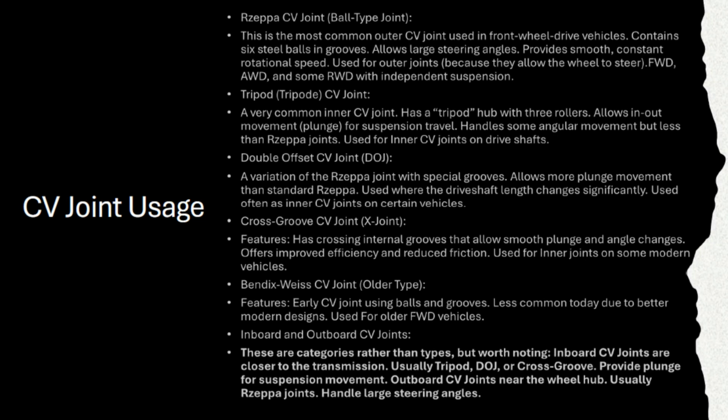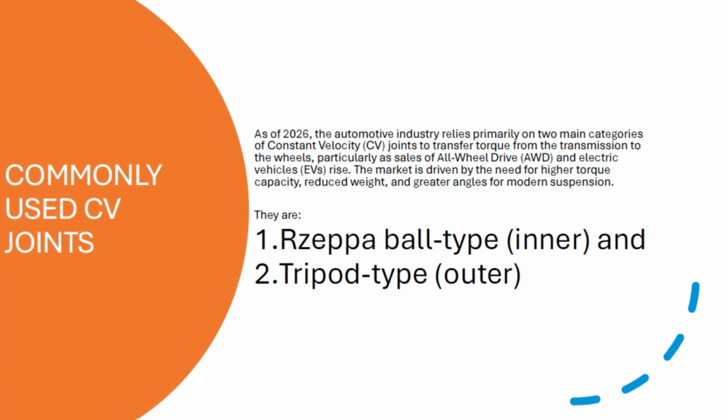Each joint serves a purpose. Rzeppa joints are common for steering, while tripod and double offset joints are typically used for inner positions to allow for suspension-related plunge movement. As of 2026, the industry heavily relies on Rzeppa ball-type and tripod-type joints to meet the demands of modern AWD and electric vehicles for higher torque and greater suspension angles.